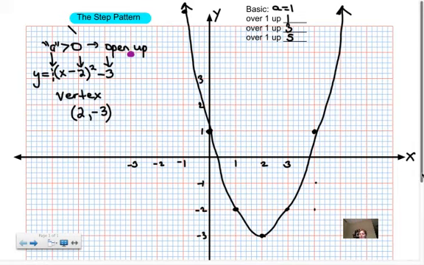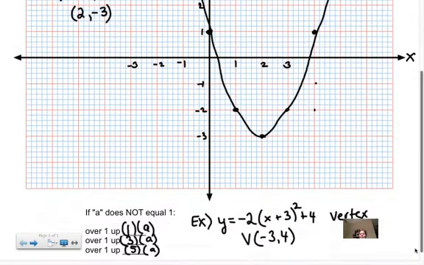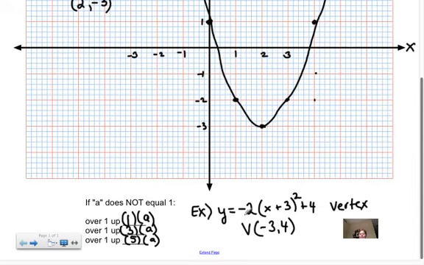Now, let's go back to what the function was. Negative 2 is my a value. There's my a value right there. My a value equals negative 2. So that's going to tell us two things. Number one, the negative sign is going to tell us that the relation opens down. And the second thing is the 2 means that all my step patterns are going to be multiplied by 2.